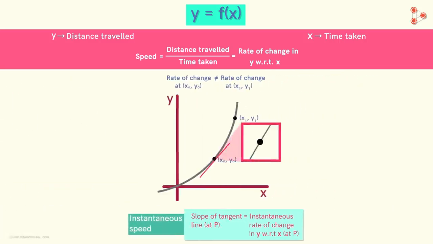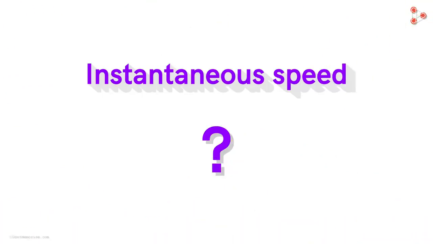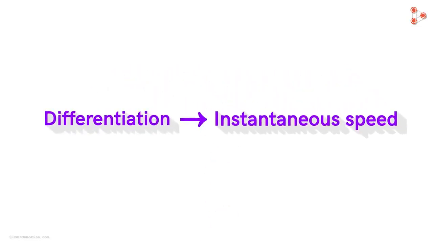So to conclude, a very small portion of a curve around a point can be approximated by the tangent line at that point. The slope of this tangent line tells us the instantaneous rate of change of the function at that point. But how do we find this slope or instantaneous rate of change? Do you remember that in one of our previous videos, we found the instantaneous speed of an object? To find the instantaneous speed, we have to use the process of differentiation.